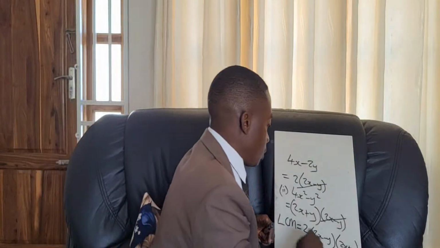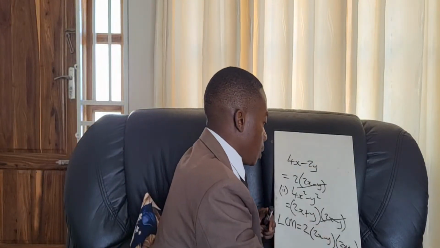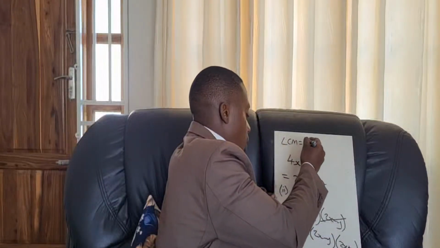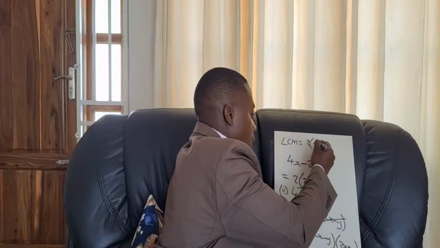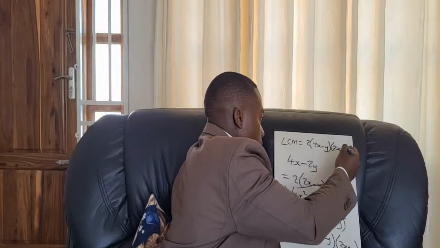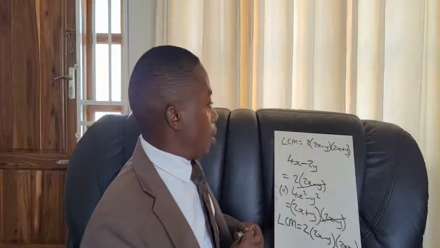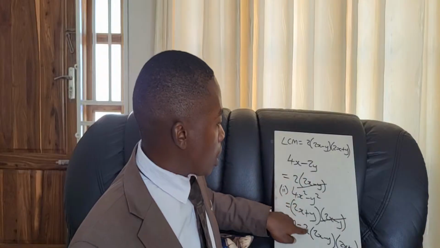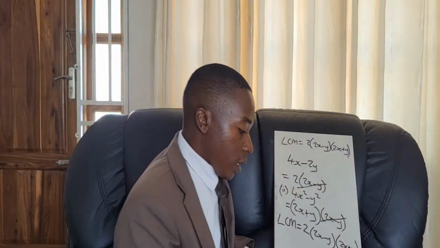Let's go ahead. So the answer here, lowest common multiple, is equal to 2x minus y, then 2x plus y. Right, you write all the factors. So my factors are 2x minus y and 2x plus y. Then you take the highest powers. So that's the final answer.